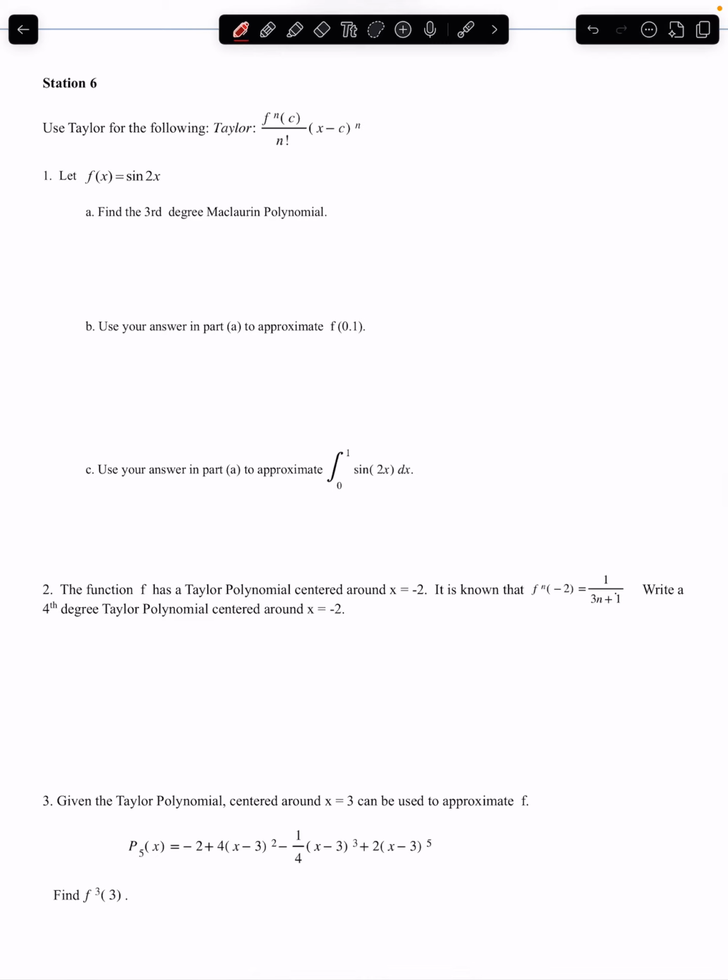All right, like I said, I'm back. We're going to take a look at station number 6 from our review. And in this case, we're going to use our Taylor polynomial. There it is right there. This is the most famous formula for the rest of your life.